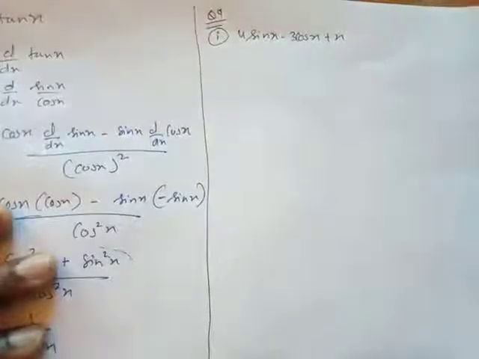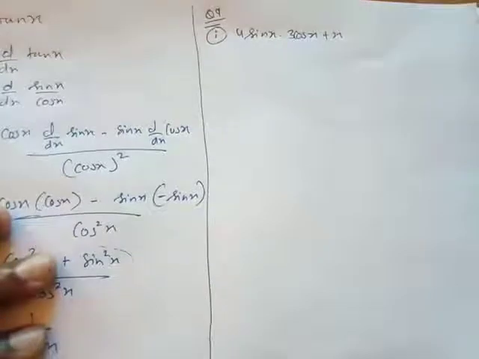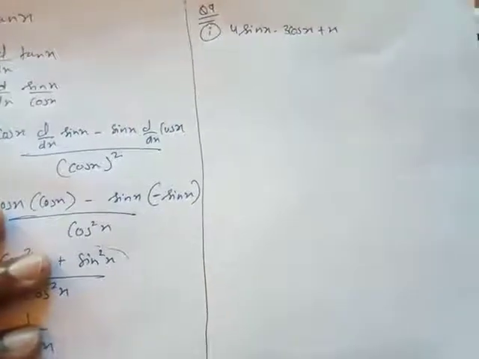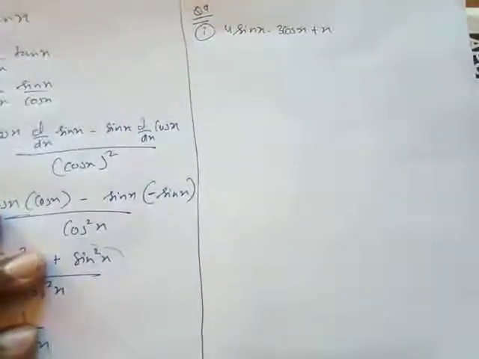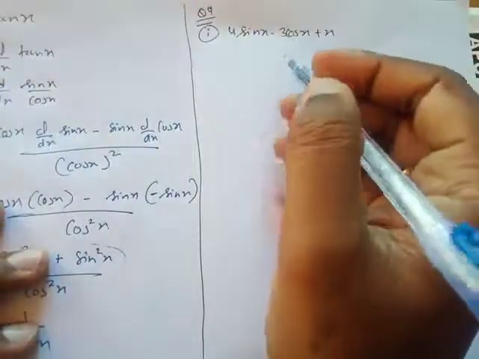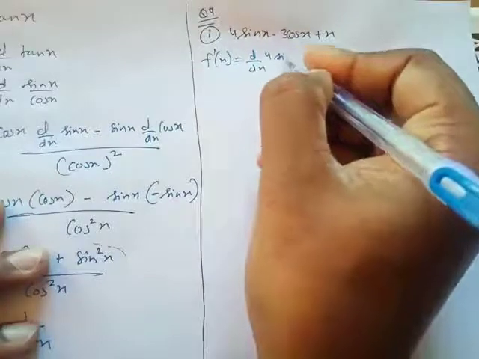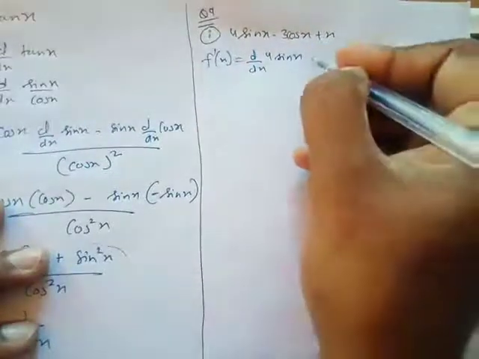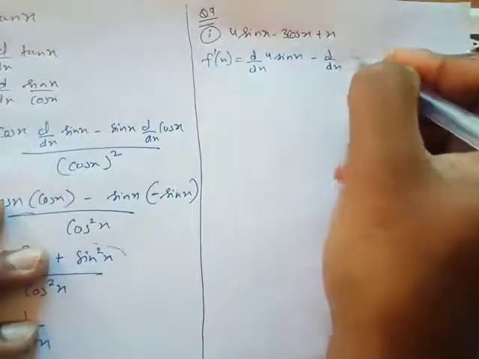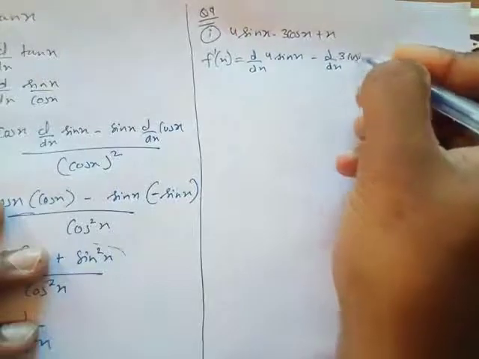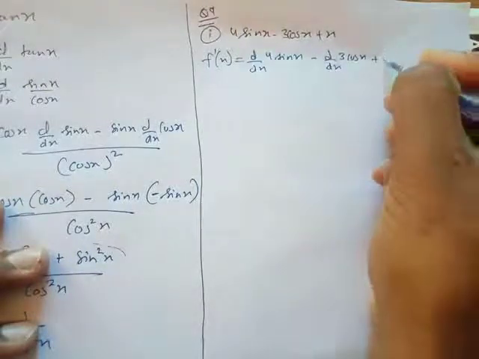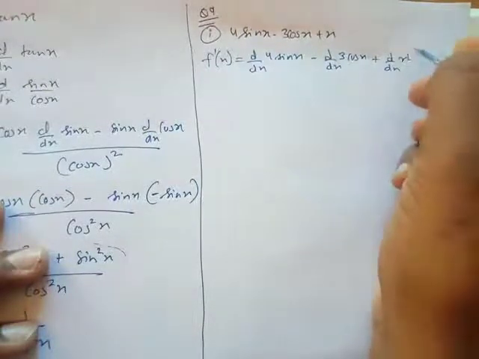Okay, we'll try doing some questions. The very first question that we'll be doing for today's homework is question number 9, first part. So this is a function given to me. I have to find the derivative of this. The derivative of this function is d by dx of 4 sin x minus d by dx of 3 cos x plus d by dx of x.